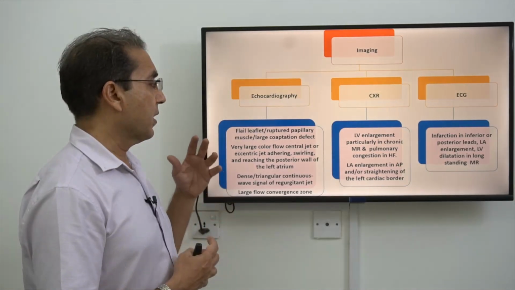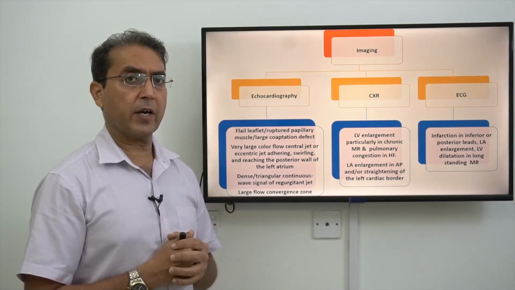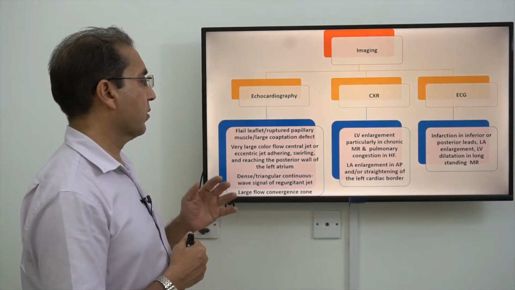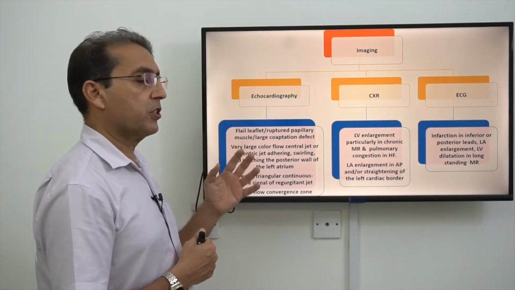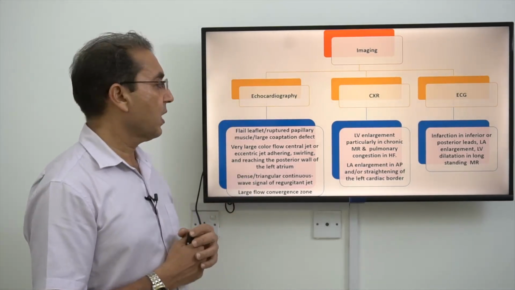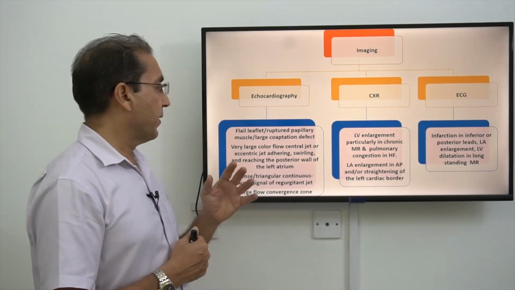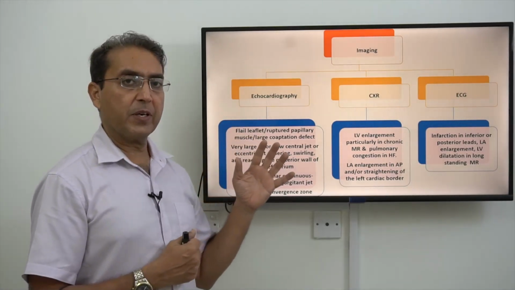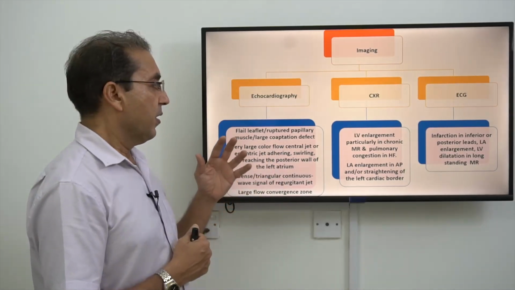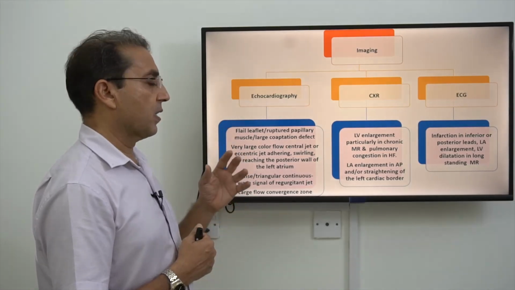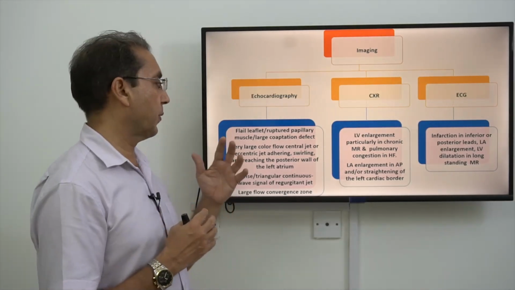We see multiple signs on echocardiography for mitral regurgitation. For example, we may see a flail leaflet. There may be a ruptured papillary muscle. There may be a large coaptation defect. A flail leaflet means the leaflet is moving to and fro; it's not really coapting. A ruptured muscle may be visible, and a large coaptation defect, that is, the valves do not touch each other, may be seen.